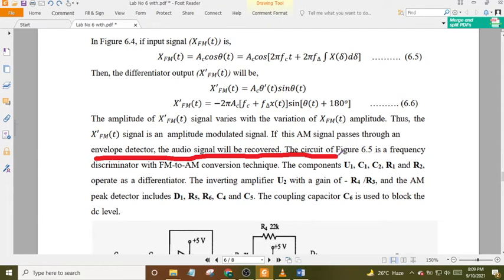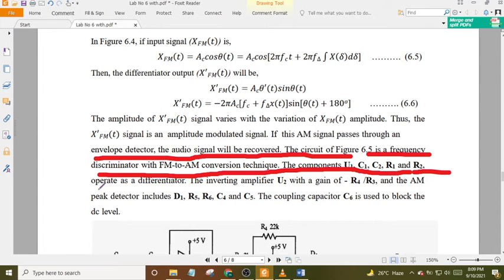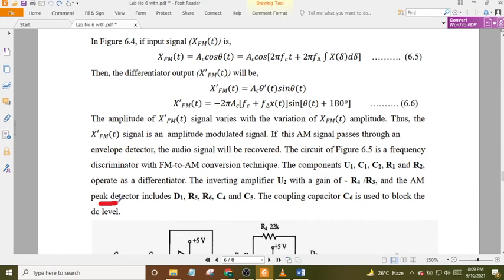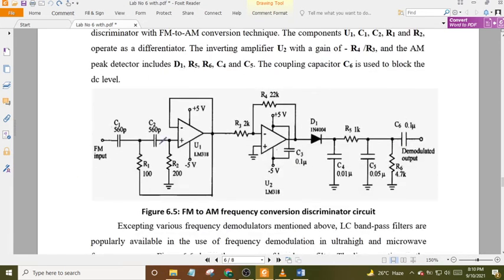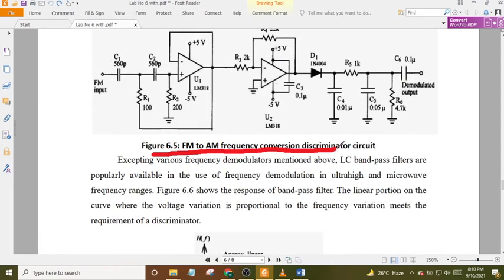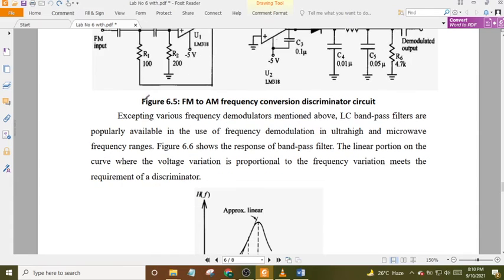The circuit of figure 6.5 is a frequency discriminator with the FM to AM conversion technique. The components U1, C1, C2, R1 and R2 operate as a differentiator. The inverting amplifier U2 has a gain of R4/R3. The AM peak detector includes D1, R5, R6, C4 and C5. The coupling capacitor C6 is set to block the DC level. Figure 6.5 FM to AM frequency conversion discriminator circuit.